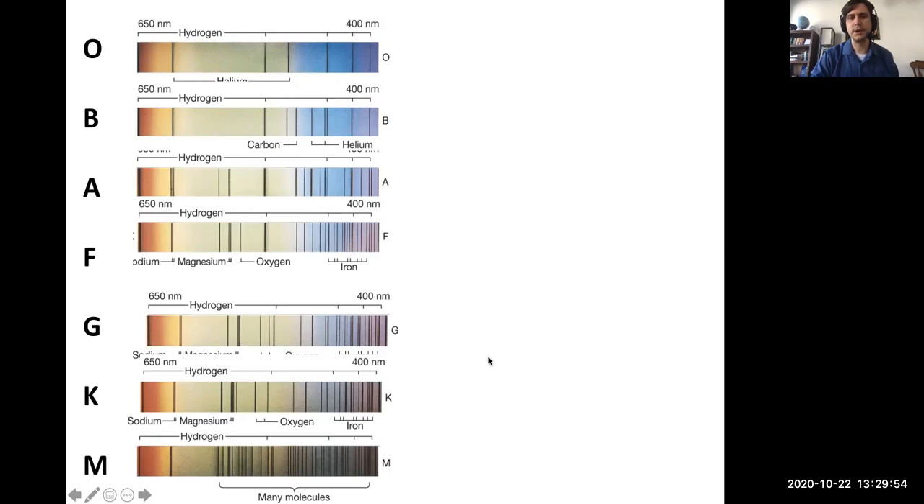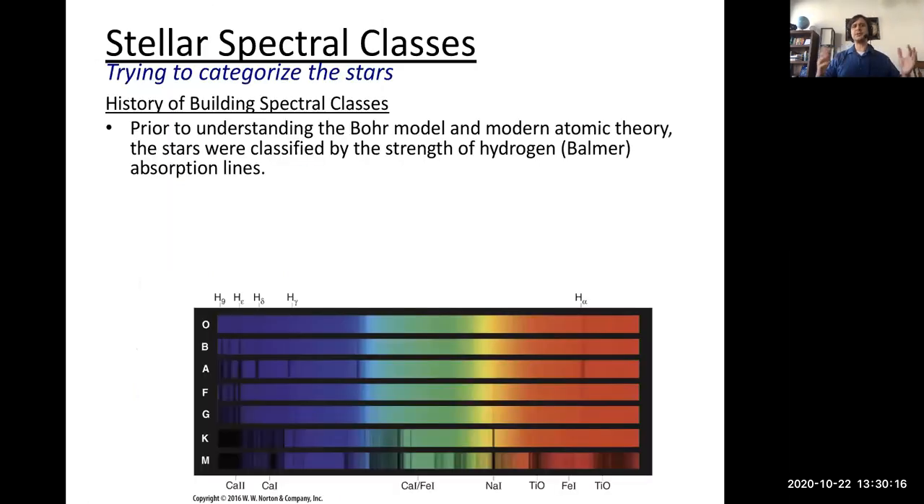All right, so let's get to the task of figuring out why we have this order of O, B, A, F, G, K, M. That's alphabet soup, and yes, it's something you have to memorize. So why don't I try to help you along by helping you understand why these are the names of the spectral classes? Let's go through a little bit of history first.